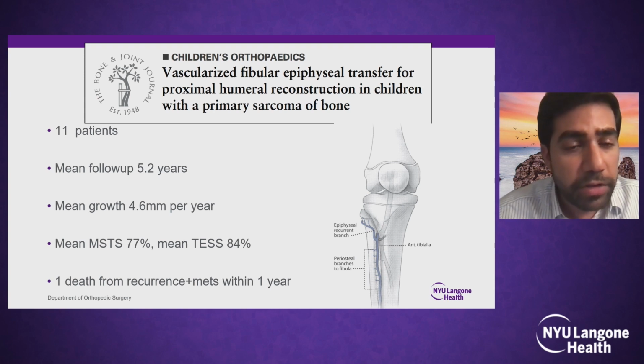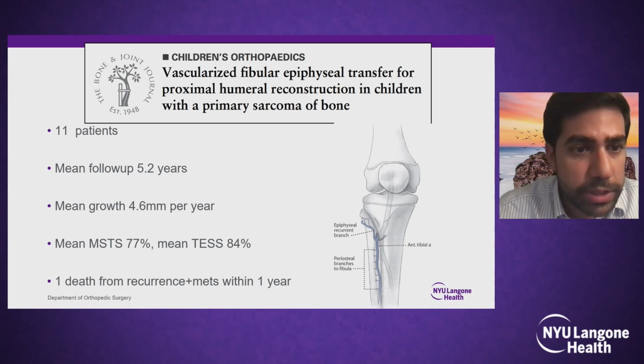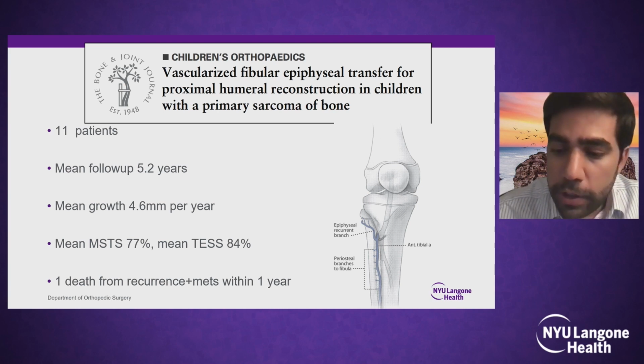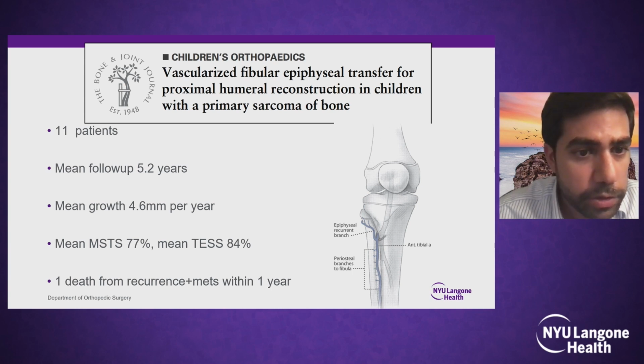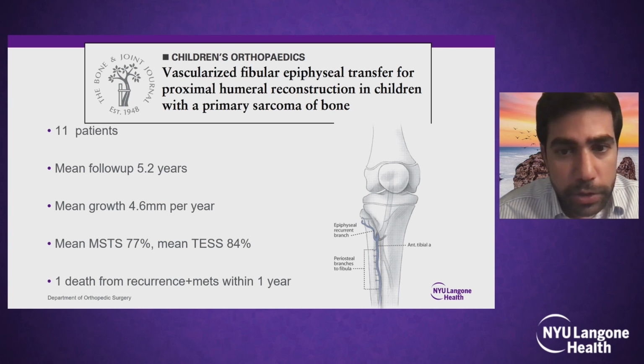This is a series basically of 11 patients where they demonstrated the importance of having a vascularized free fibula with vascularized epiphyseal transfer. So it's important that the epiphyseal recurrent branch of the anterior tibial artery is included in that graft in order for it to grow. Otherwise, the physis in the proximal fibula, when you graft it, would not function. But when they found, when done appropriately, there was a mean growth in that proximal fibula of 4.6 millimeters per year. Probably not as much as the humerus was going to grow, but certainly something that will help balance things out.